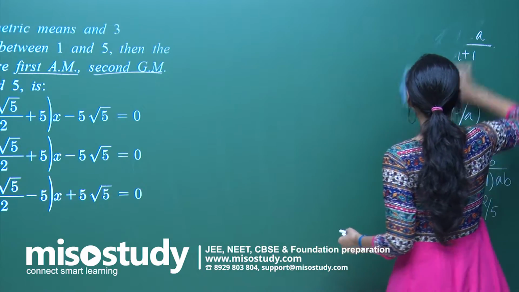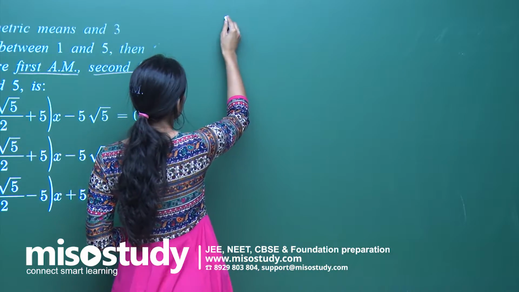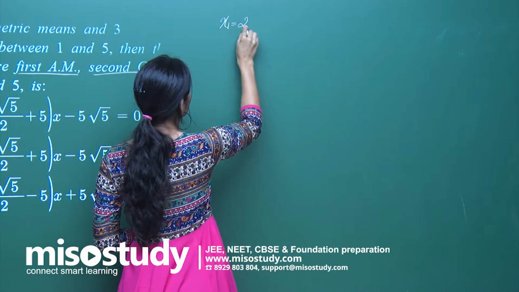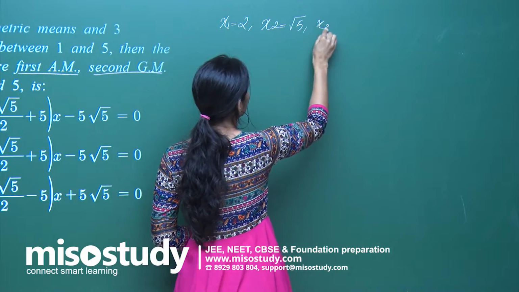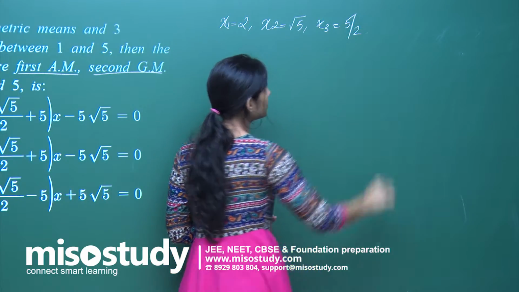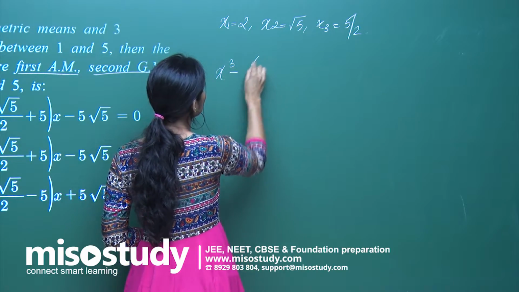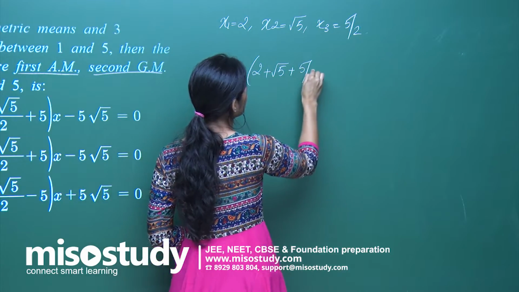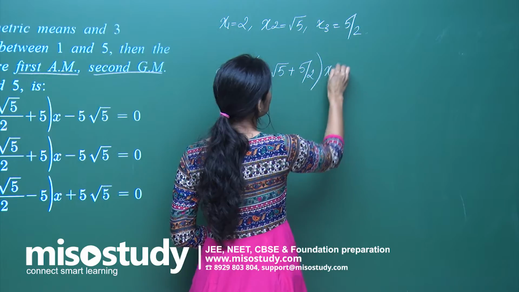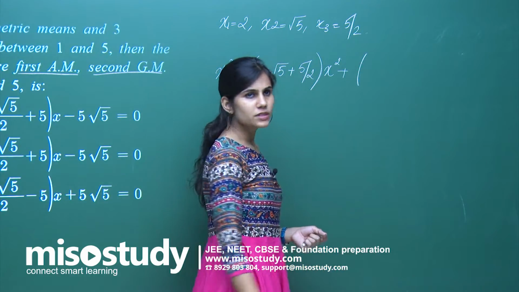you can get the cubic equation, isn't it? The three roots are what? Suppose I am saying the first root is what we got, 2, second was root 5 and third was 5 by 2. What is that cubic equation? It is x cube minus sum of the roots into x square plus sum of product of roots taken 2 at a time.